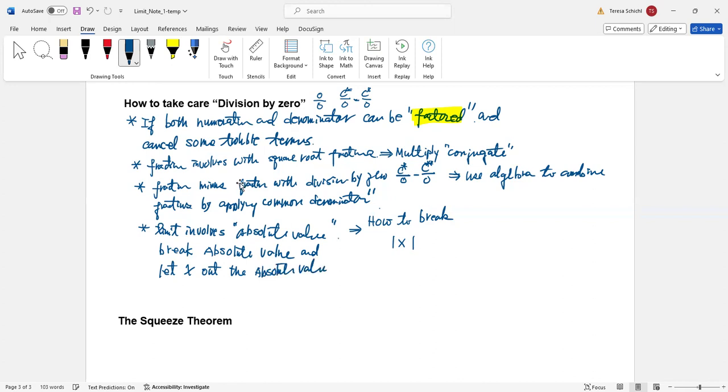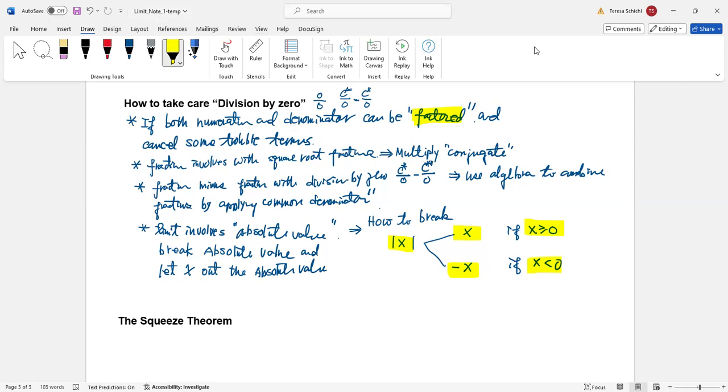So how do I break it? In algebra, we said there are two ways. The absolute value of x is equal to x if x is greater than or equal to 0, or it is negative x if x is less than 0, right? So this is a super important algebra skill. If you don't remember, you need to go refresh your algebra. This is how we break the absolute value if the limit involves zeros.